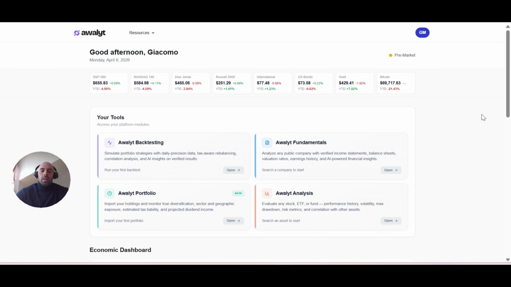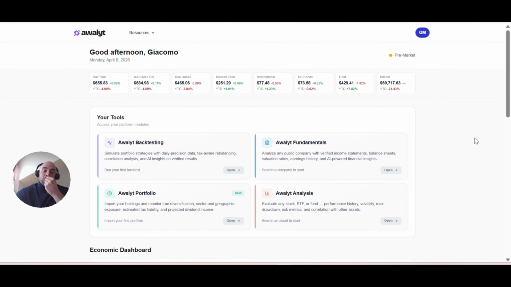Hello, hi everyone, this is Giacomo, and today we are going to do a backtesting of a famous portfolio, which is a Boglehead three-fund portfolio. We are going to use Awalit as backtesting platform, which is our platform, and use daily historical prices, which for us is better to understand well what will be the max drawdown and the volatility and performance of this portfolio.